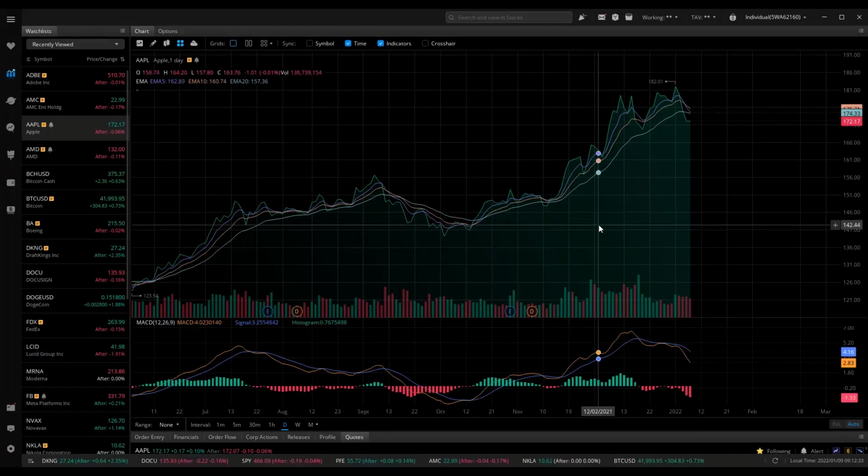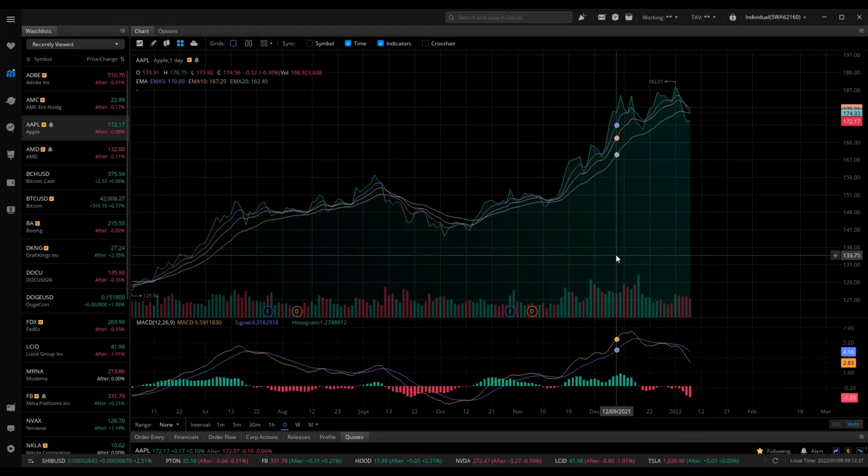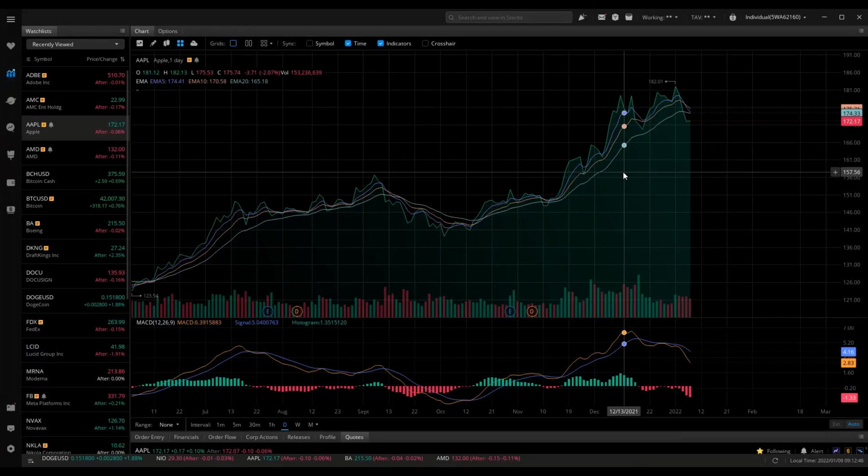If you're more of a long-term investor, you're going to want to configure your moving averages so that the moving averages don't react as quickly, because the false signals are basically you're getting too many buying and selling signals, and if you're a long-term investor, you don't want that.